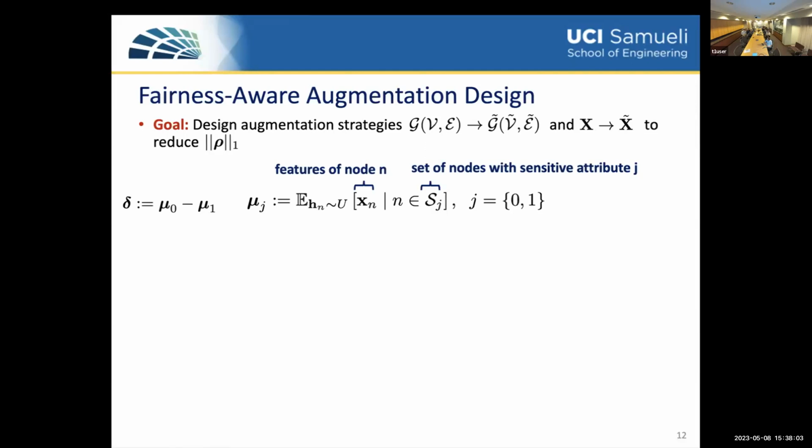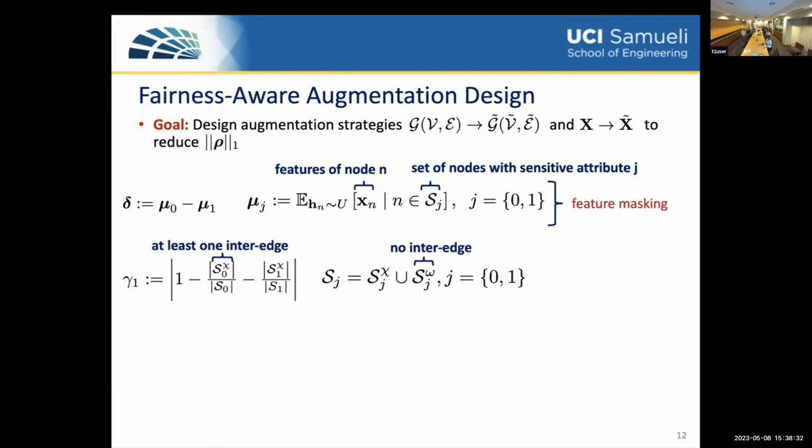Now that we have analyzed these three terms, we can design a more disciplined technique to augment the data. The distribution matters, which basically says that we should sample features whose distributions are similar to each other, which leads to a feature masking scheme. And gamma 1 says that the node population with or without inter-edges matters. So we could use this information to sample the node population to make this term smaller.